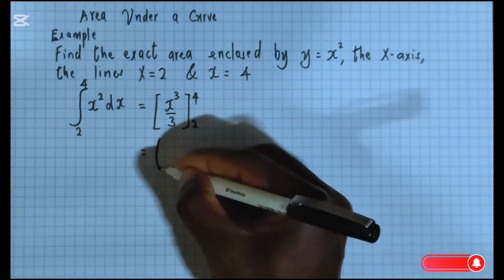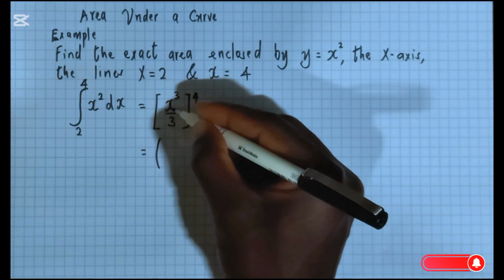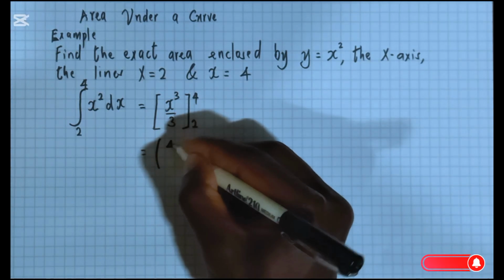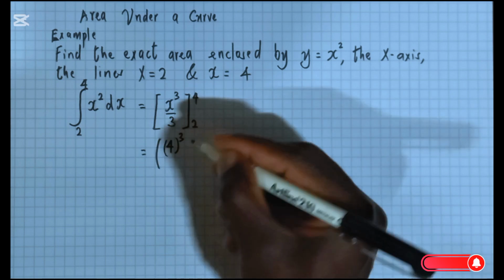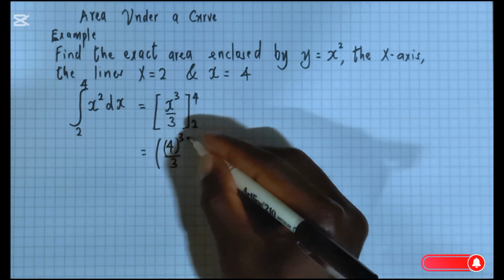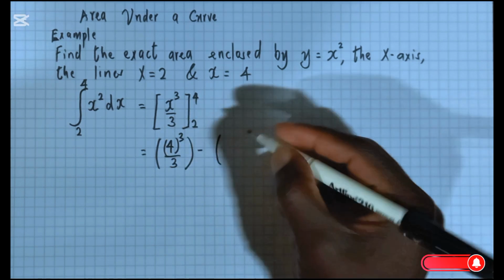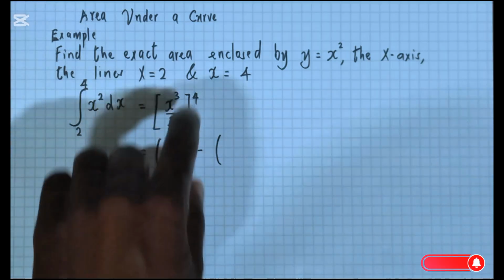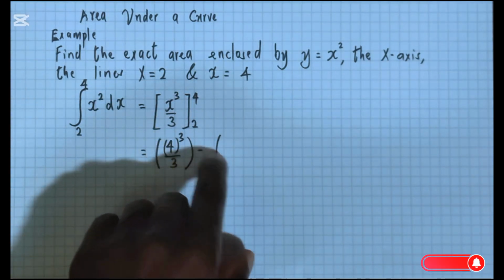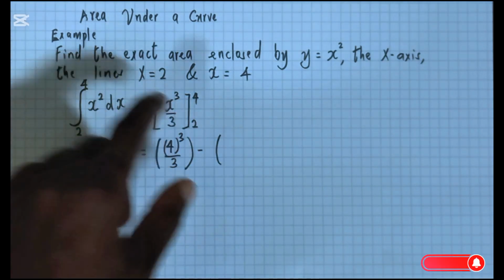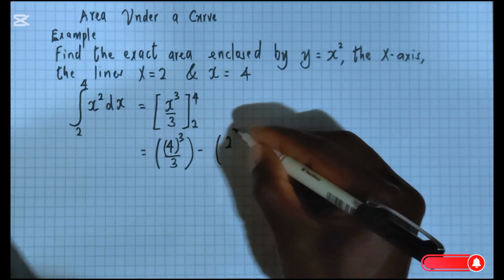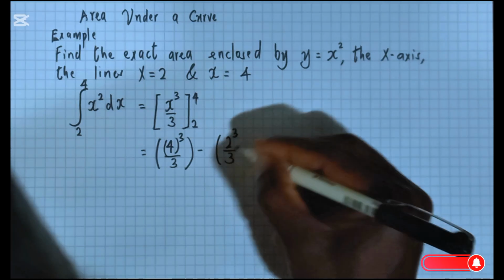Wherever we have x, we input the upper limit, which in this case is 4. So it's going to be 4 cubed, all over 3, minus the lower limit. Wherever we have x, we put the lower limit. So that is going to be 2 cubed all over 3.